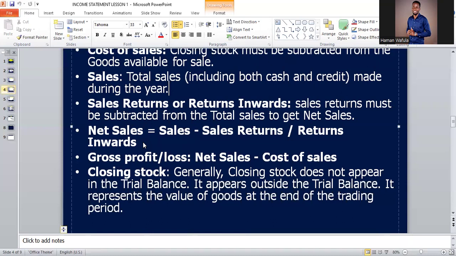Then gross profit. This is all the profit that the business made before subtracting the expenses. So it is not the exact profit, it is all the profit that they made. It is net sales minus the cost of sales. Then we have closing stock, what they call closing inventory. This is the stock that is available at the end of the trading period. That is a closing inventory.